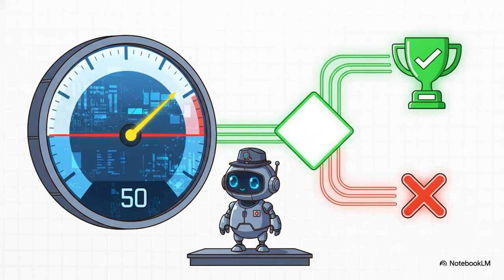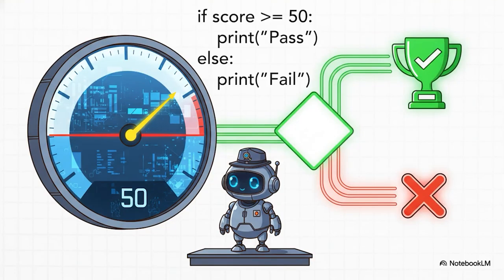Let's look at a quick example. Here, the program uses what's called a comparison operator, that greater than or equal to symbol, to check a condition. It asks, is the score 50 or higher? If the answer is yes, if that's true, it follows the indented code and prints pass. If it's false, it skips that and goes down to the else path and prints fail. See? It's making a choice.